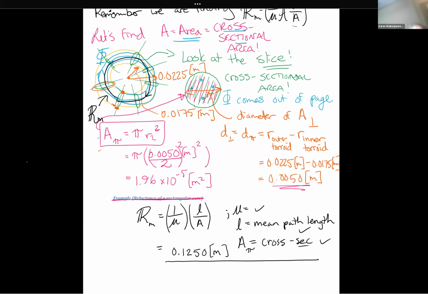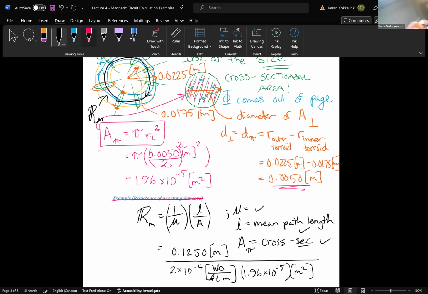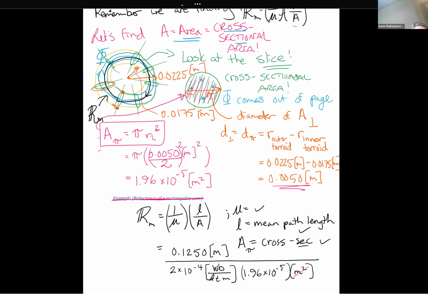In the denominator, we have 2 times 10 to the negative 4, which was our permeability. I like to keep T in there for amp turns. We have our cross-sectional area we calculated above, 1.96 times 10 to the negative 5 meters squared. We're going to make sure that we are doing very nice math by keeping all of our units so that we can cross them out. Well, this meter squared is going to get crossed out by this meter, which is in the denominator of the denominator. So now I just have 1 meter here. And then that meter is going to get crossed out by this meter.